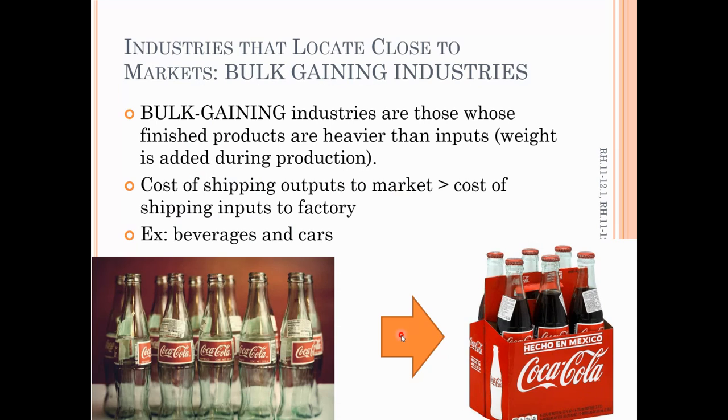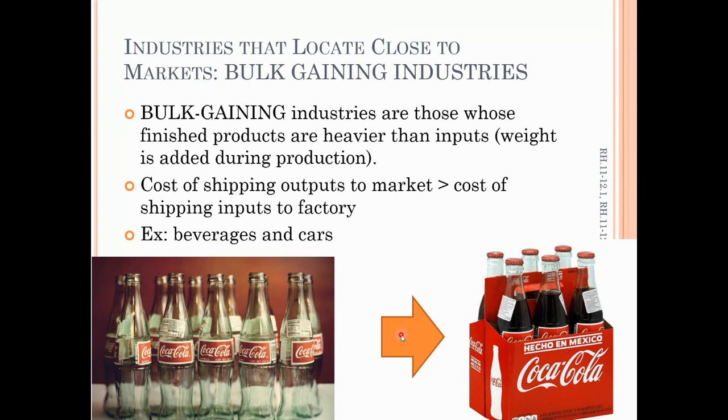So, what are some examples of bulk gaining industries? Industries that would locate close to the market, going back to our aim. So, again, bulk gaining industries are those whose finished products are heavier than the inputs. Weight is being added, it is gaining bulk. So, as a result, my cost of shipping the outputs to the market, the final product, is much more expensive than the cost of shipping the inputs to the factory.